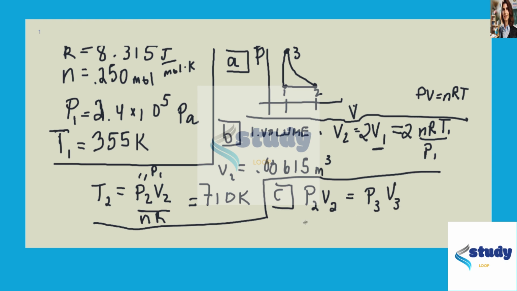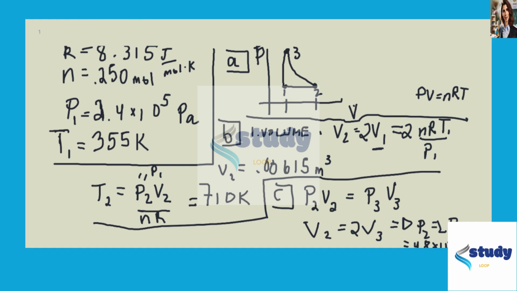We know that V2 equals 2V3, because that's what the problem said. And then if you plug that in here, you get that P3 equals 2P1 equals 4.8 times 10 to the 5. You don't even need a calculator for that. Woohoo!